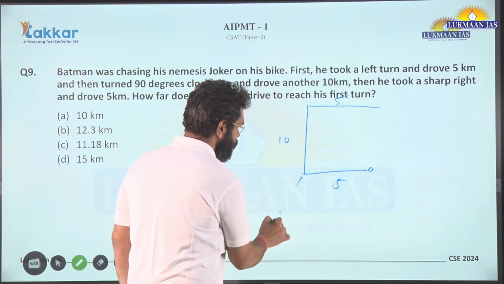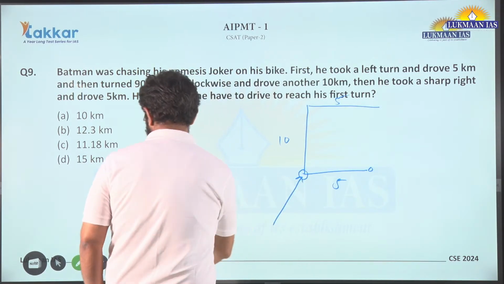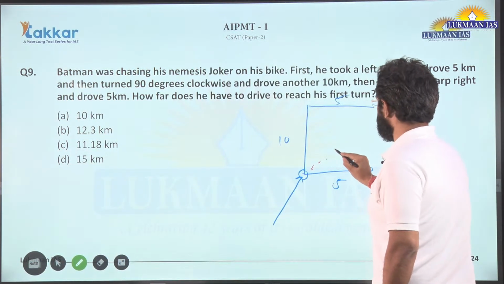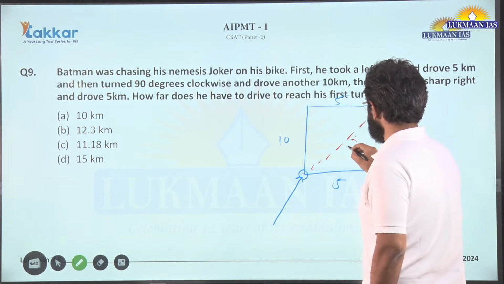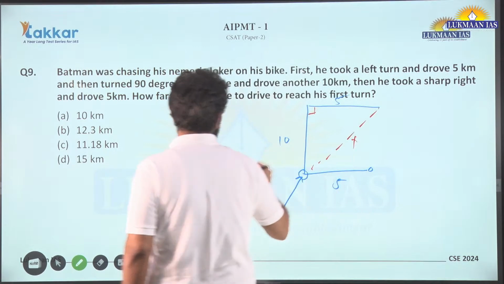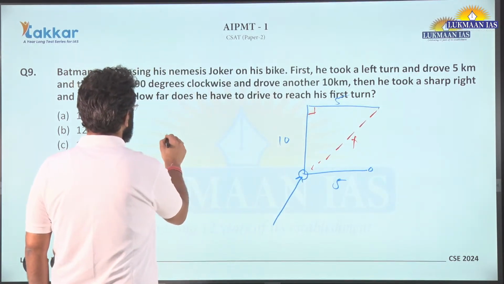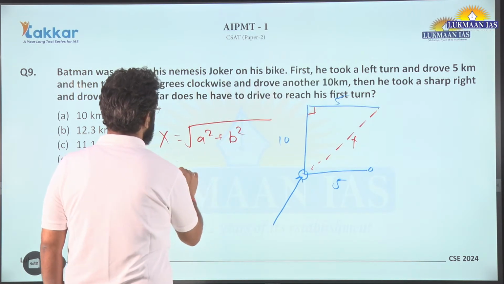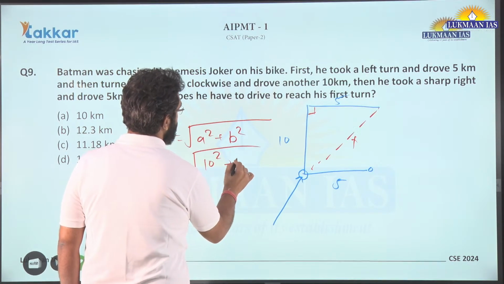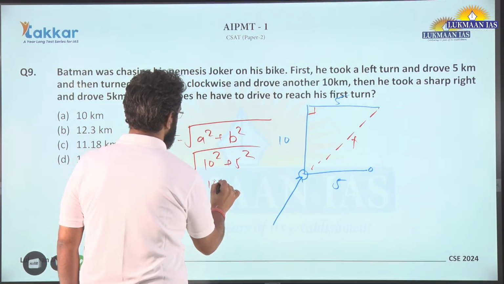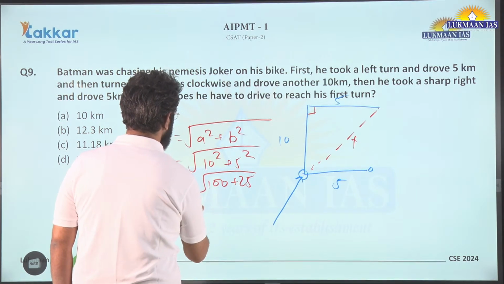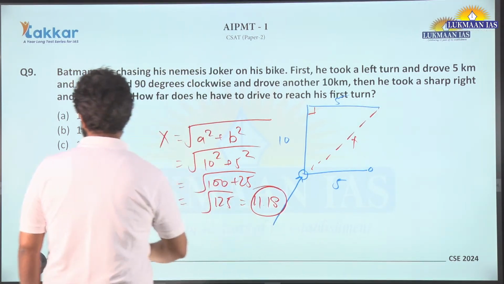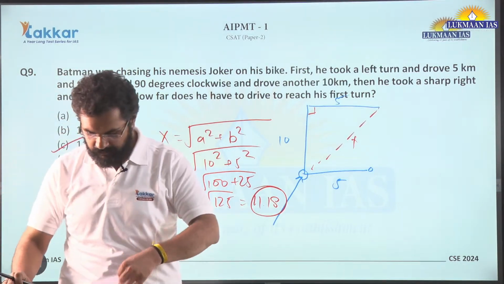So the first turn is this point. And we are supposed to calculate the distance between this point and this point. Let this be x. This is a 90-degree angle. So we know the diagonal of a 90-degree angle triangle would be... C is the right answer.